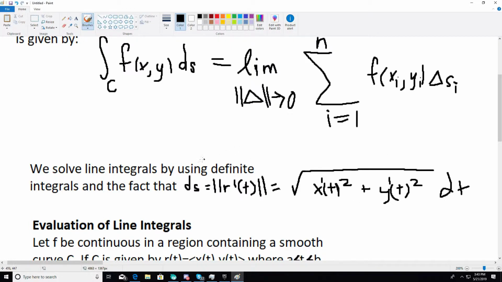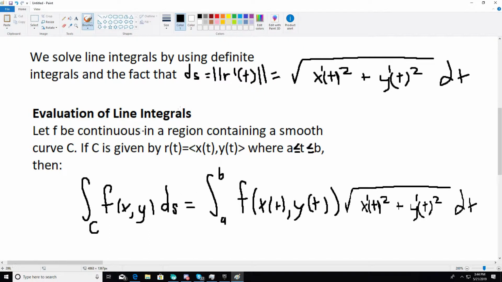And then, to go on further, the evaluation of line integrals. Let f be continuous in a region containing a smooth curve C. If C is given by r of t equals x of t comma y of t, where t is bounded between a and b, then the line integral is equal to the definite integral between b and a of the function times the magnitude of r prime.